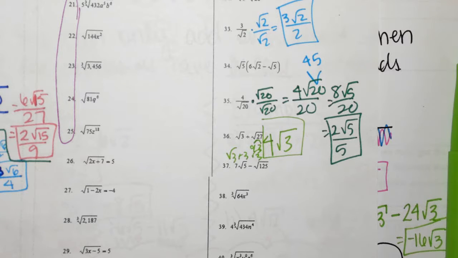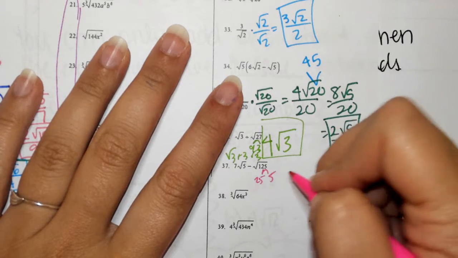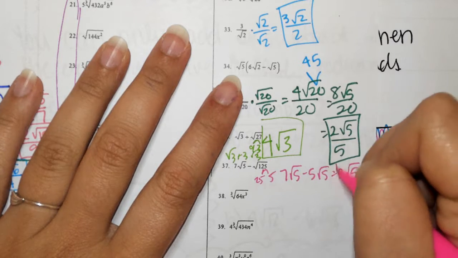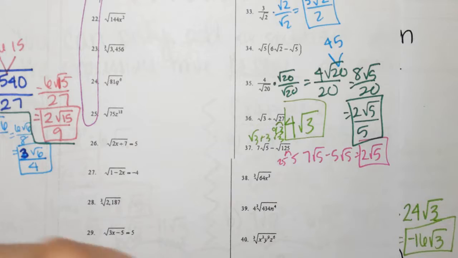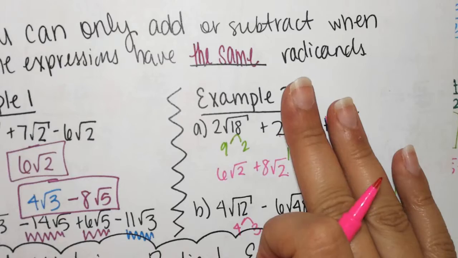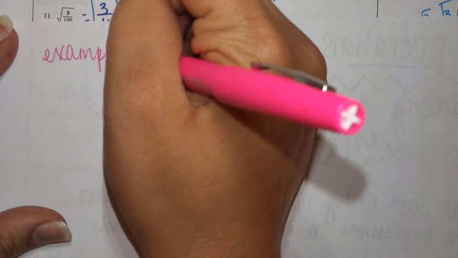Are we done? Did you get 2 root 5? Did everybody get 2 root 5? Yes. Do we need to do some more? Okay. So I'm going to write on the back of my notes, and I'll call it example 2C. I get the book out to make sure that I write down the right examples.